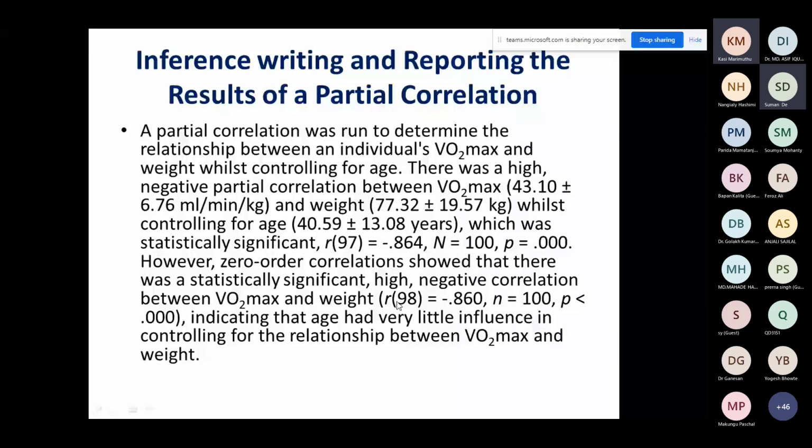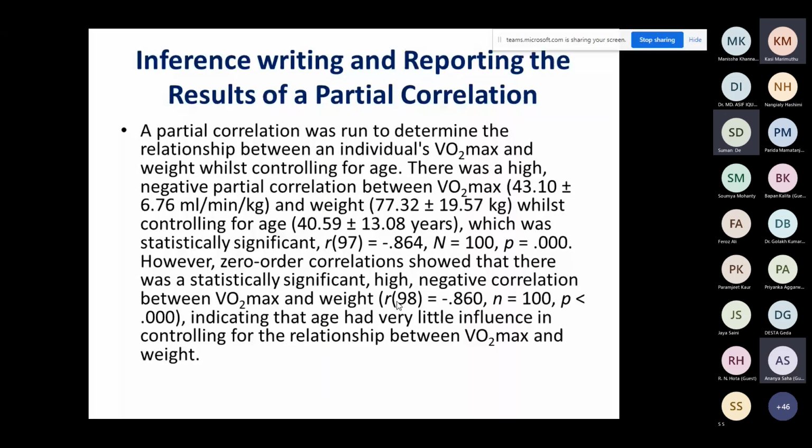Sir, I have a question. In the case of an ordinal scale, how can we run the partial correlation? You can also keep your controlling variable as ordinal. An ordinal control variable can be included. Okay, the same way we can run the partial correlation with the ordinal scale. Okay, thank you so much, sir.